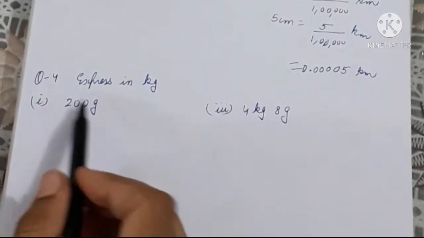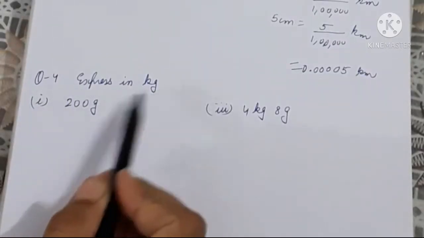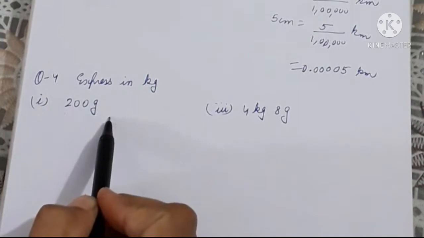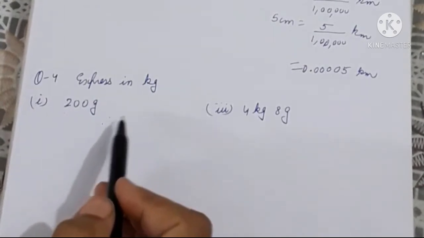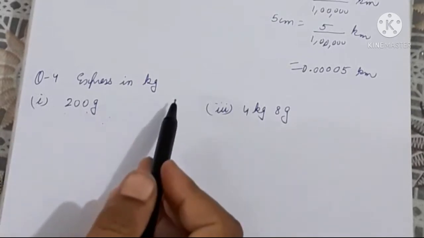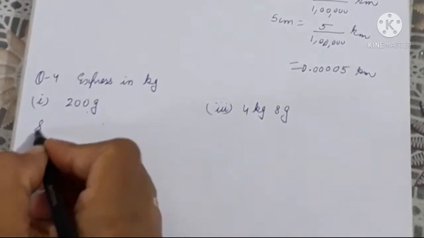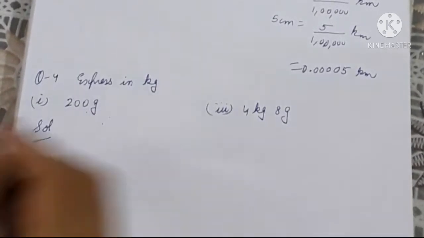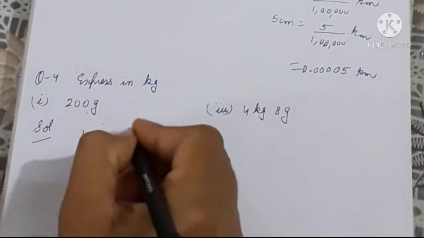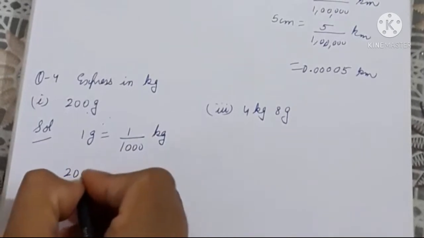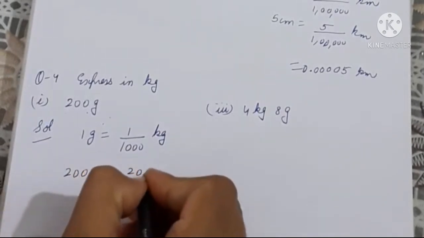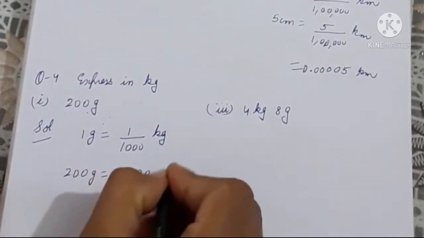Moving to question number 4, express in kilograms. The first part is 200 grams. You know gram is a smaller unit and kilogram is a bigger unit. So to convert a smaller unit to a bigger unit, you have to divide. First of all, we'll write the relation between grams and kilograms. 1 gram equals 1 upon 1000 kilograms. So 200 gram equals 200 upon 1000 kilogram.